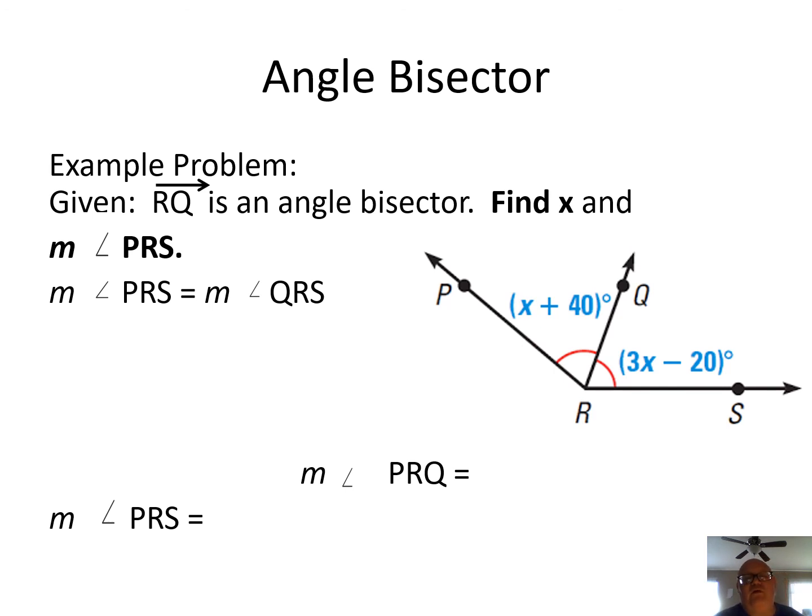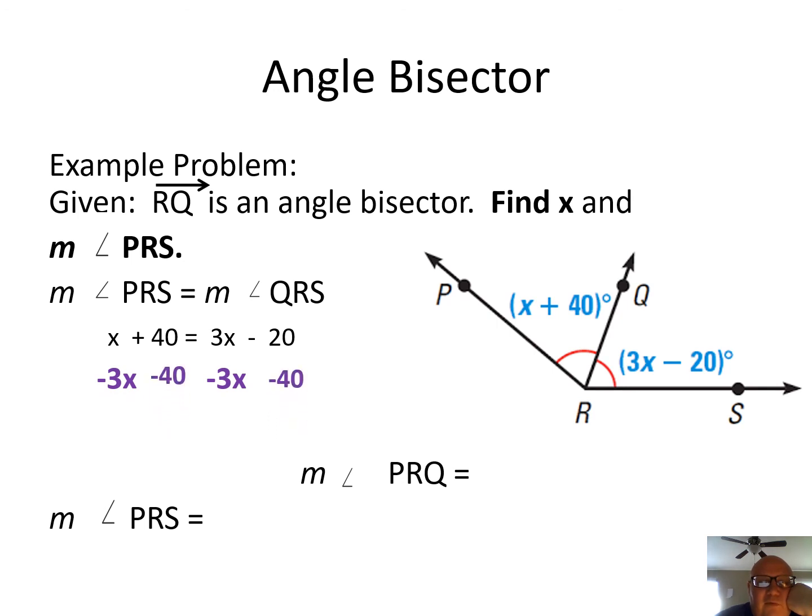So given RQ is an angle bisector, find the value of x. So if it's an angle bisector, we know that PRQ, this angle, sorry I didn't draw very good, and QRS, either way, are equal to each other. All right. So then it gave us what they are, x plus 40 and 3x minus 20. They gave us what they are, so we set those equal. All right. Now we just solve.